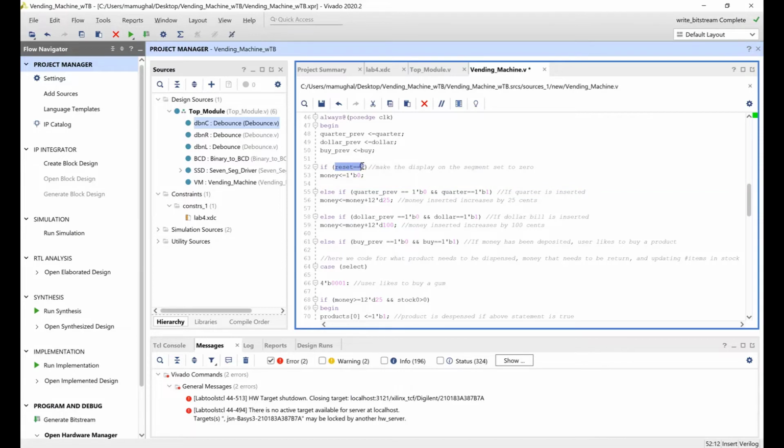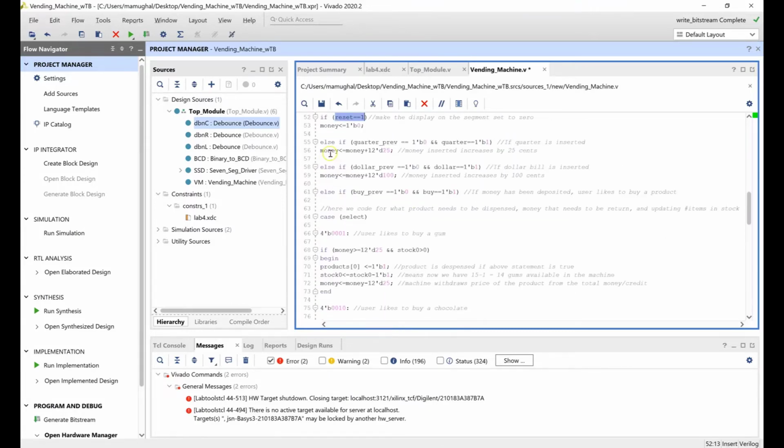Just remember, reset does not necessarily mean it's going to reset the machine in a way that it will restock stuff. No, it will not. If you had 8 items for one product, pressing the reset button does not reset the stock as well. It just resets the money that was inserted into the machine.